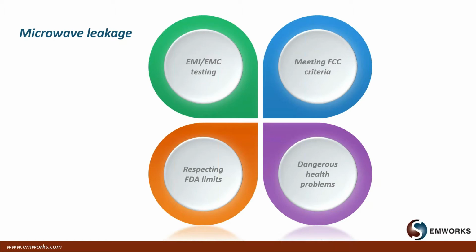So there are some spectrum issues, but there are also increasingly important health issues. We know that microwaves can heat. We use them at home to cook stuff. So the FDA has limits in terms of how much exposure people can be subjected to RF and microwave energy. And those also are part of an overall health concern for microwave usage.